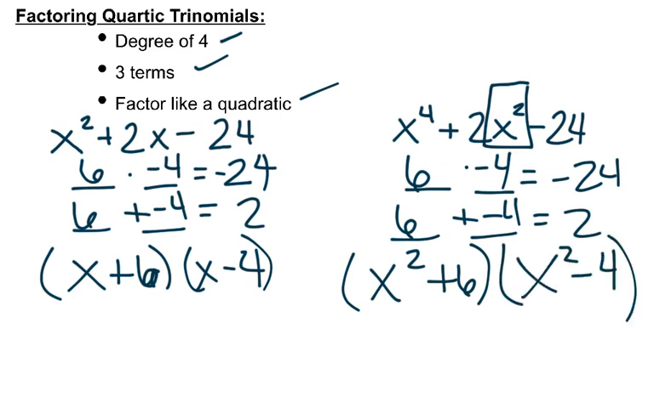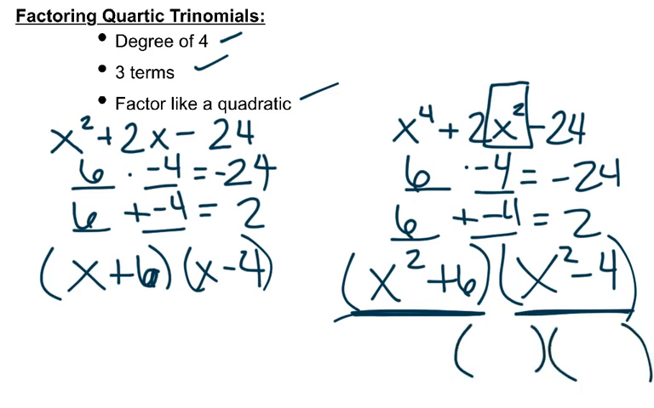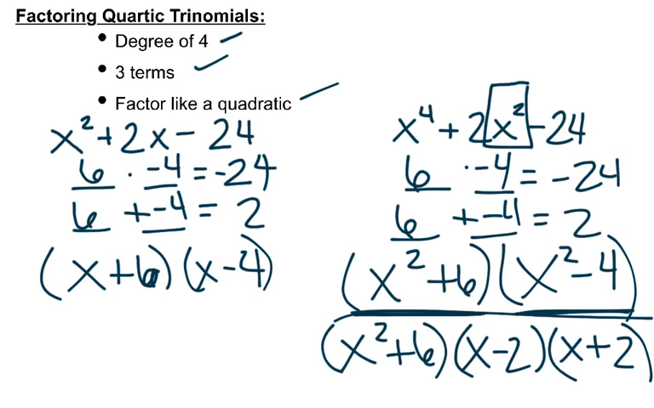Now, if it has a plus sign, you're done. If it has a minus sign, you can probably factor it further. So, if I'm factoring x squared minus 4, think of two numbers that multiply to give you negative 4, add to give you 0. Those two numbers are 2 and negative 2. So this is actually x minus 2, x plus 2. And then the thing from the very beginning. That's my final answer.